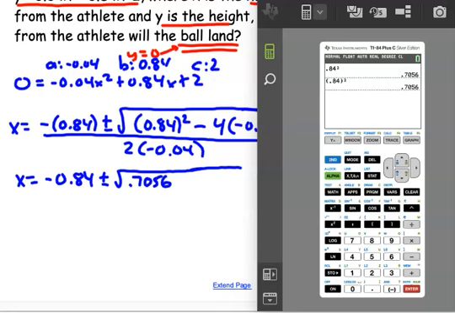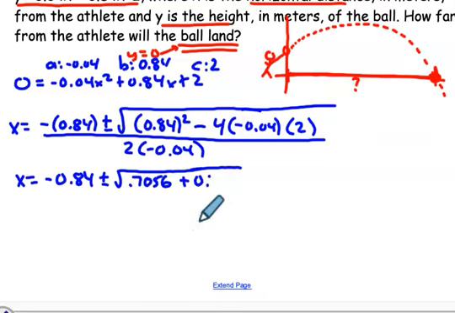The next part I'm typing in is negative 4 times negative 0.04 times 2. So let's get that back up. So we have parentheses negative 4 times negative 0.04 times 2. Notice that that's a positive number there, a positive 0.32. So I have plus 0.32. All of this is over 2 times negative 0.04, which is negative 0.08.